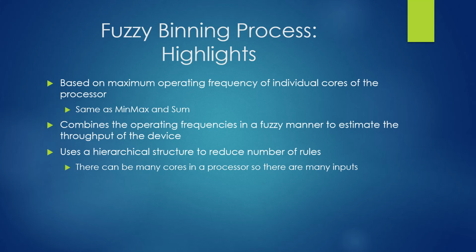So this fuzzy binning process that I've designed uses a hierarchical structure in an attempt to reduce the number of rules. There can be many cores in a multi-core processor. 4, 8, 16, even up to 64 or greater, and this number is expected to just increase over time. So it was important for this design that as the number of inputs, right, each core of a processor is an input to this fuzzy binning process, that as we increase the number of inputs, this design can actually scale, and that's why it's important that this be based in a hierarchical structure to try to reduce the number of fuzzy rules.